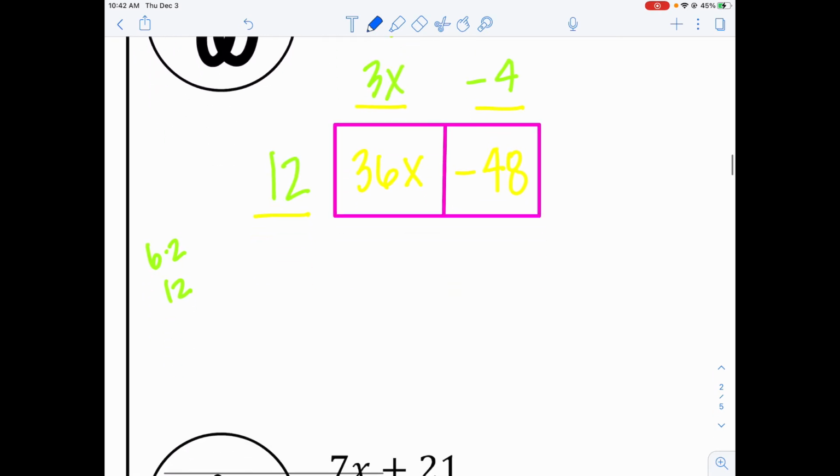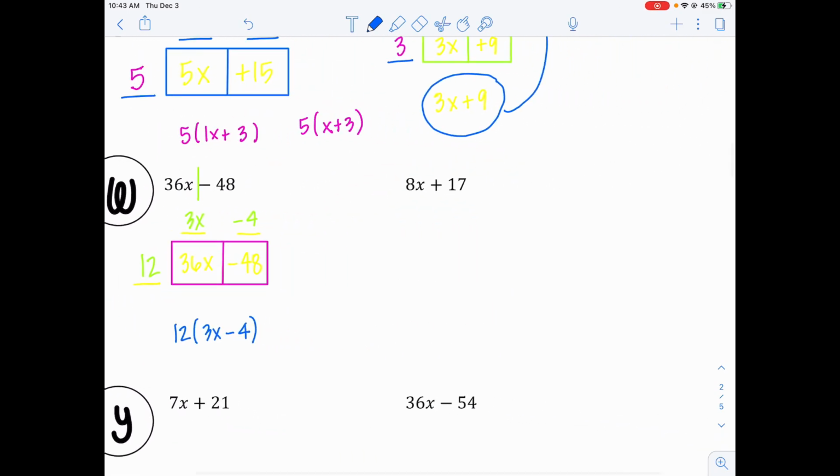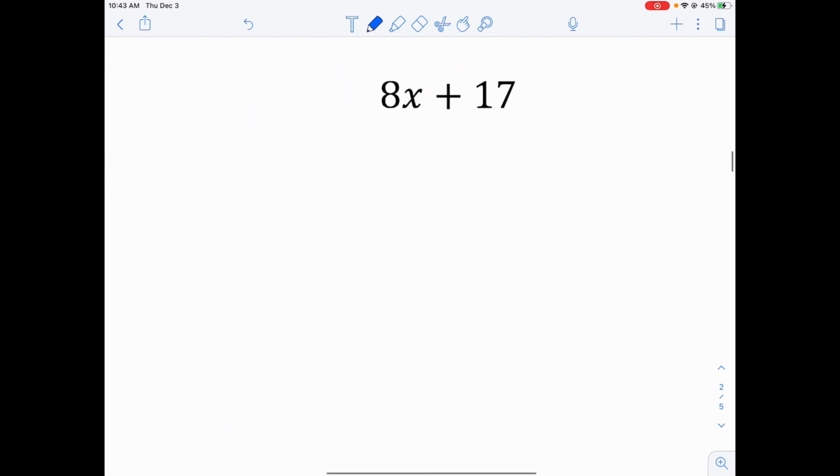Our last step for this is to rewrite it with parentheses. So 12 goes in the front of the parentheses, and then inside the parentheses, I do 3x minus 4. Okay, let's do one more example together. 8x plus 17. First thing we're going to do is split them. 2 terms, 2 boxes.